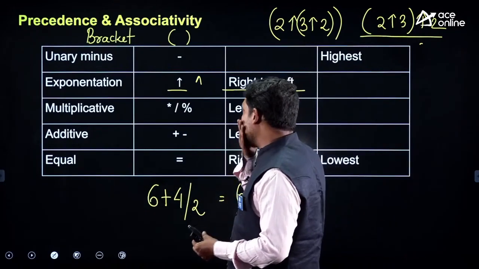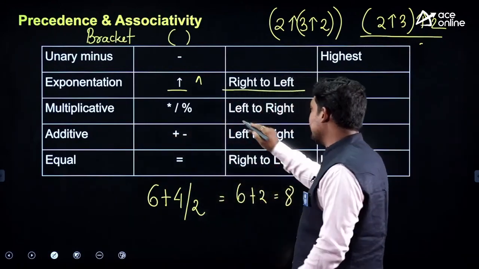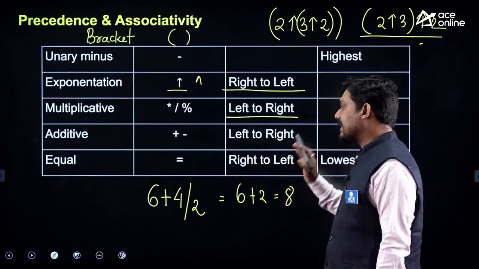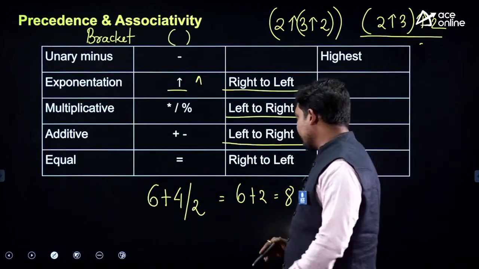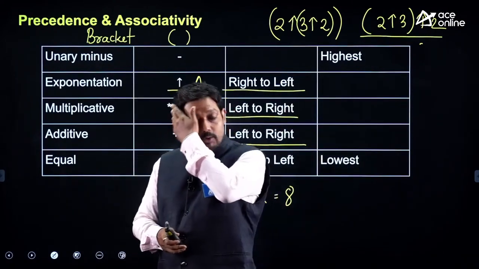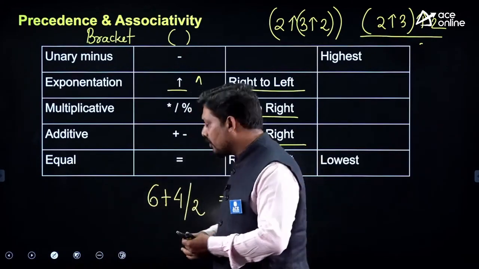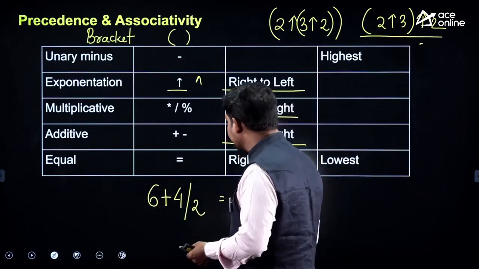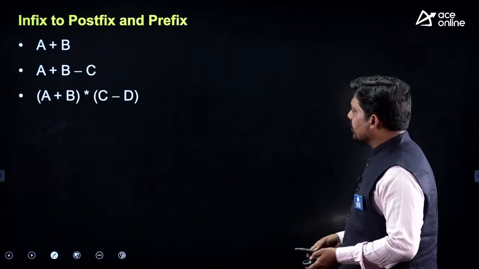In C programming also, multiplication, division and modulus all have the same precedence and will be evaluated left to right. Addition and subtraction have the same precedence and are evaluated left to right. Equal to has the lowest precedence. Equal to will be done at the end of it. Lastly, you are going to perform the equal to operation, okay, and that will happen at the end. So this is something about precedence and associativity.